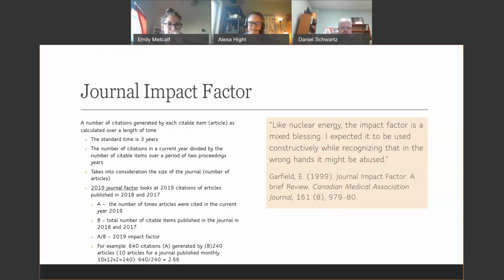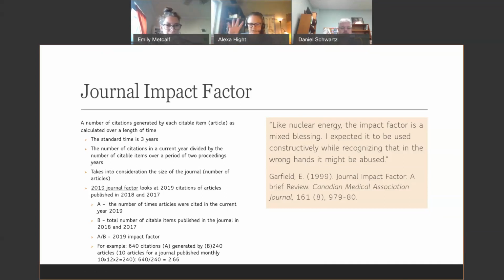It takes into consideration the size of the journal, so the number of articles that journal publishes every year. So the 2019 journal factor would look at the citations, so what is cited in 2019, based on those citations that were published in 2018 and 2017. So the number of times articles were cited in the current year over the total number of citable items published in the journal in 2018 and 2017.